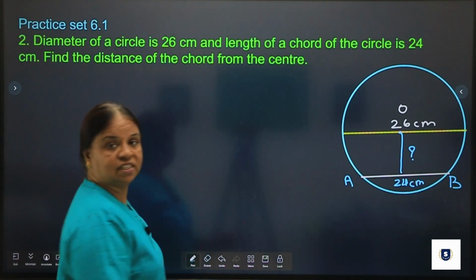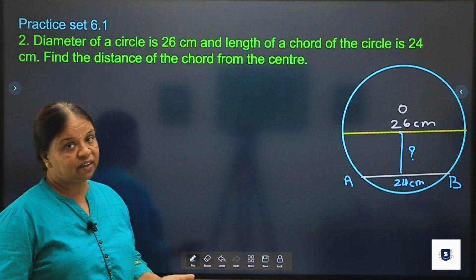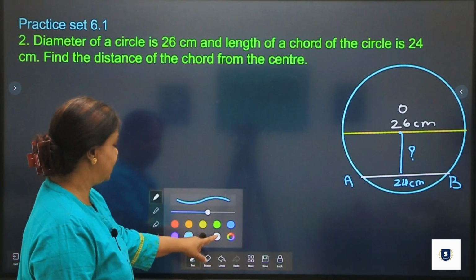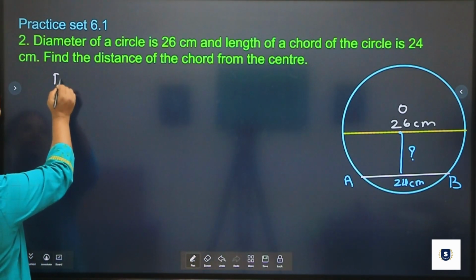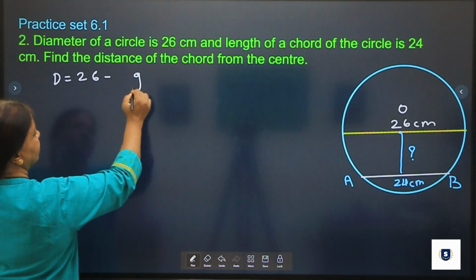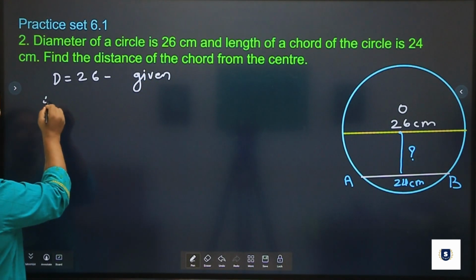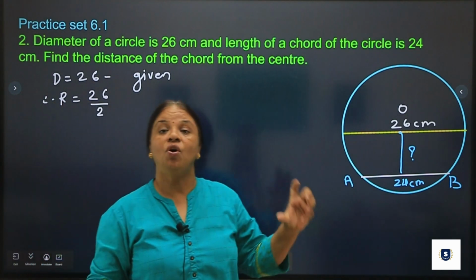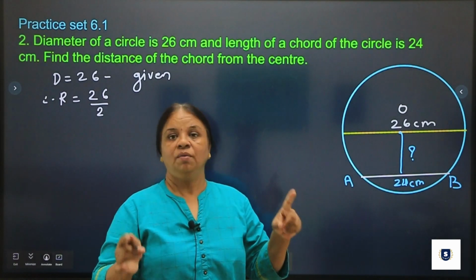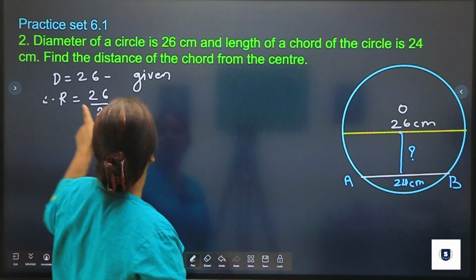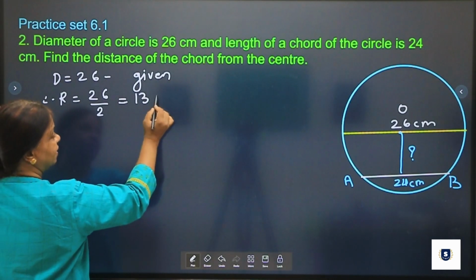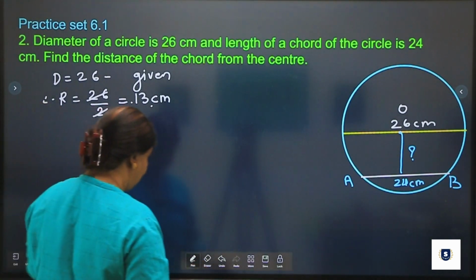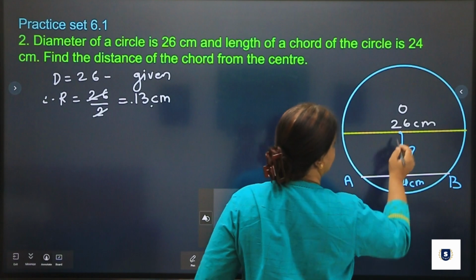We know the diameter, children. So, we can know the radius. Yes or no? If we know the diameter, we can know the radius. So, we can write diameter is equal to 26 and it is given. Therefore, radius is equal to 26 upon 2 because radius is half of diameter. So, we will be getting 13 centimeter. If we divide, 2 ones are 2, 2 threes are 6. So, radius we got as 13 centimeter.